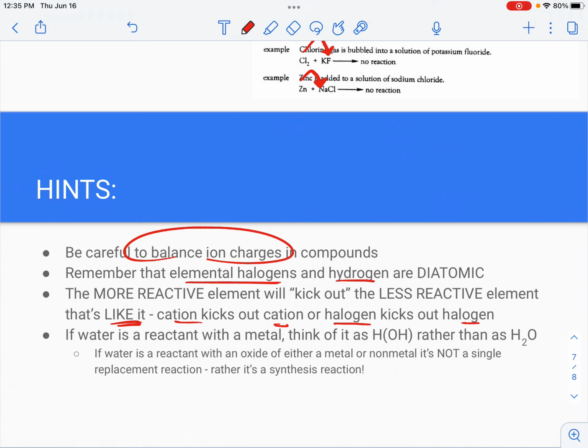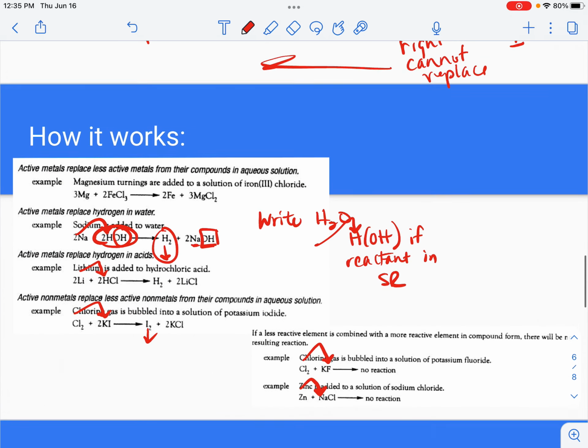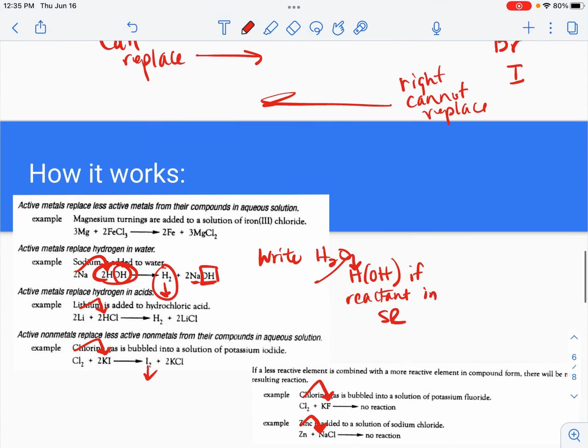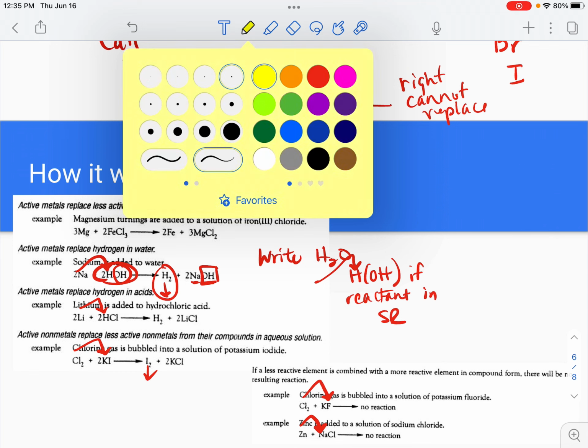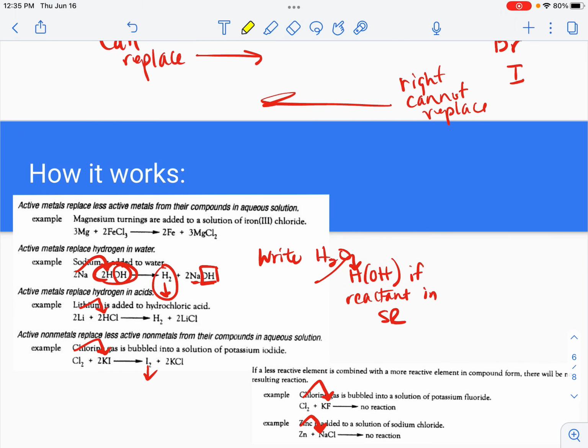And if water is a reactant with a metal, think of it as HOH rather than as H2O. Here's something that's important. If water is a reactant with an oxide of a metal or a nonmetal, then you do not have a single replacement reaction. Okay, then it's a synthesis, and you already know those rules. So I'm not going to do a lot of examples here with you. I will come back up here and walk you through how you would decide a few of these, and then I'm going to let you practice from the packet.